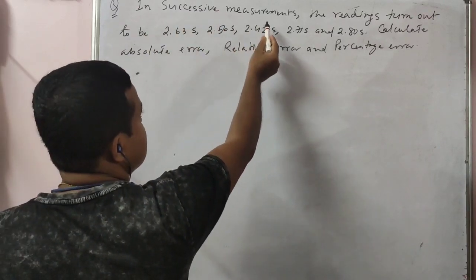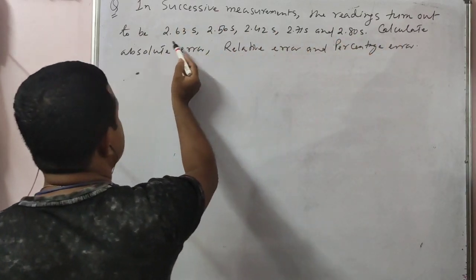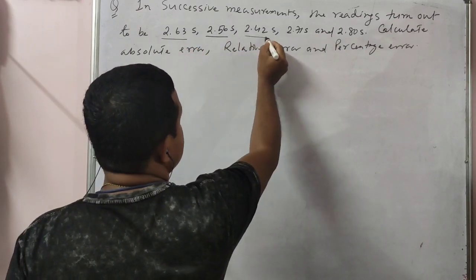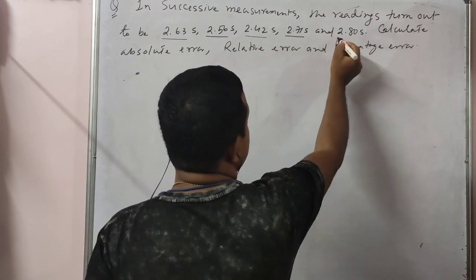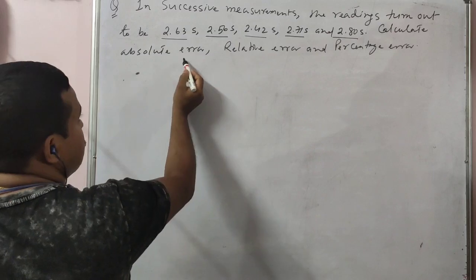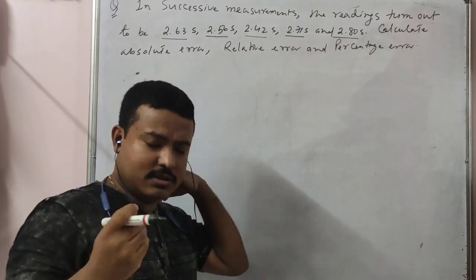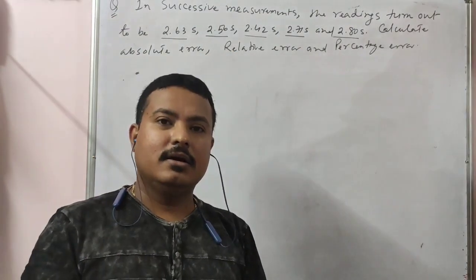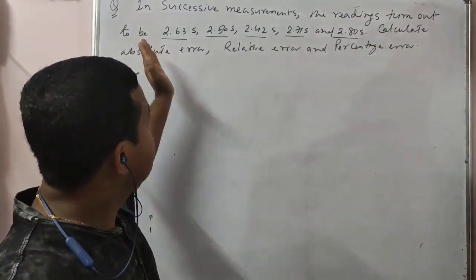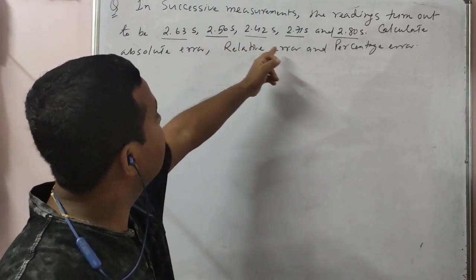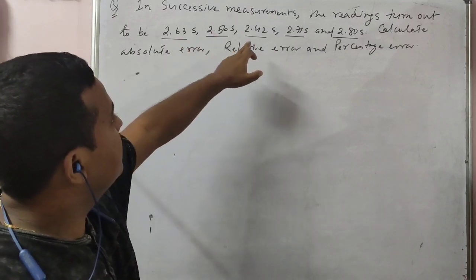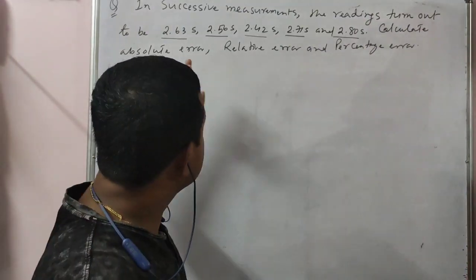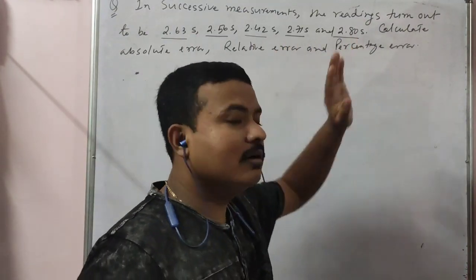In successive measurements, the readings turn out to be 2.63 second, 2.56 second, 2.42 second, 2.71 second, 2.80 second. Now calculate absolute error, relative error and percentage error. Just I am taking one example. Say in the measurement of time, because the unit is given in seconds, we are getting these 5 values: 2.63, 2.56, 2.42, 2.71 and 2.80. Now from these values you have to find out absolute error, relative error and percentage error.